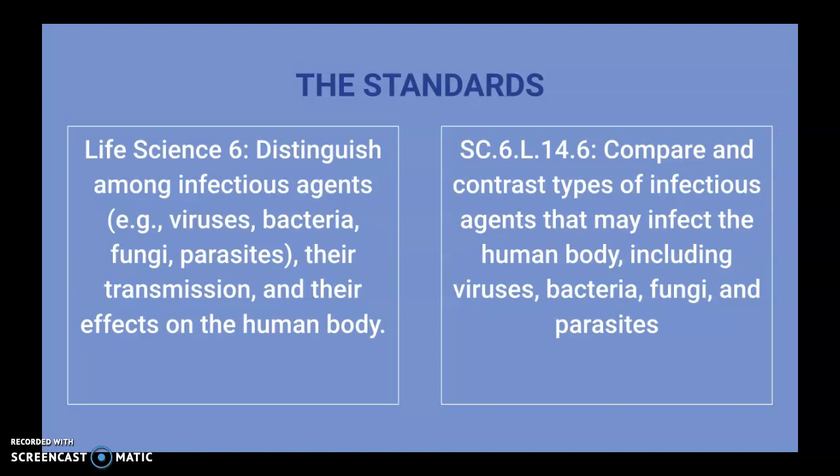Similar to that, with just a little bit of difference in wording, is the second standard, which says to compare and contrast types of infectious agents that may infect the human body, including viruses, bacteria, fungi, and parasites. You'll notice that both of these standards address the same 4 types of infectious agents, viruses, bacteria, fungi, and parasites. So those are the 4 types of infectious agents that this presentation is going to focus on.